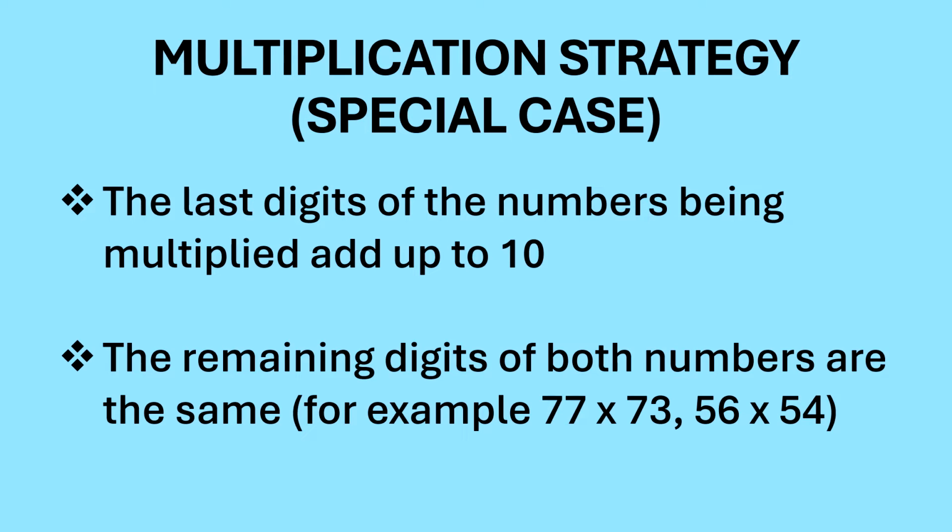the same. For example, if you want to multiply 77 and 73, if you look at the last digits of both numbers, they are 7 and 3. 7 plus 3 gives you 10. So the first condition is satisfied. Next, if you look at the remaining digits of both numbers, they are the same, that is 7. So the second condition is also satisfied. When both these conditions are satisfied, we can use a simple strategy to do the multiplication.